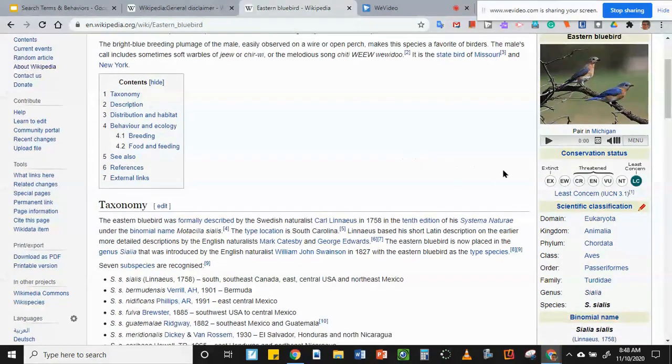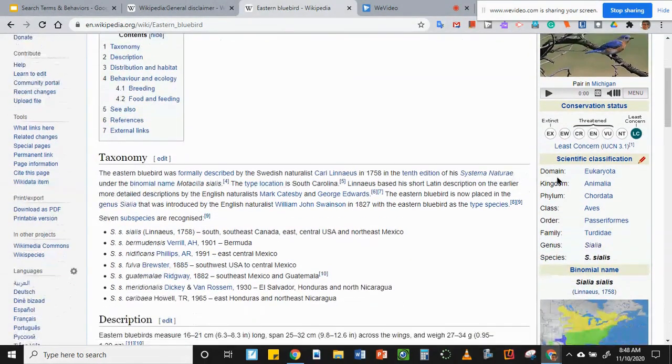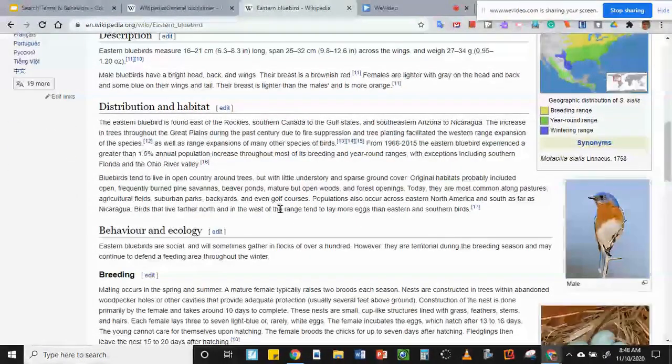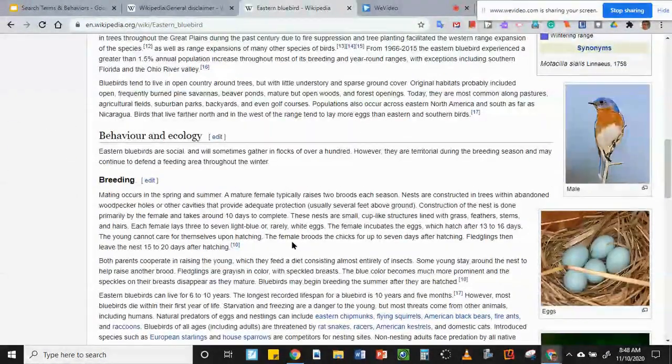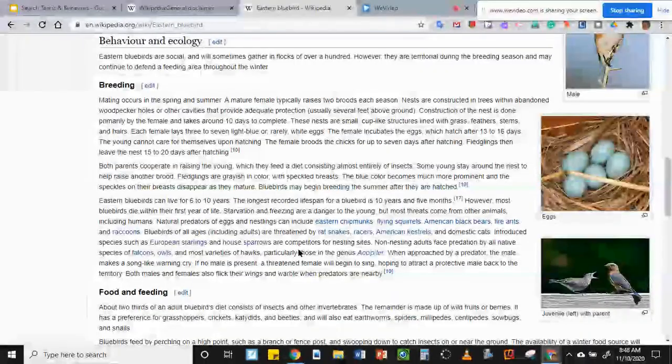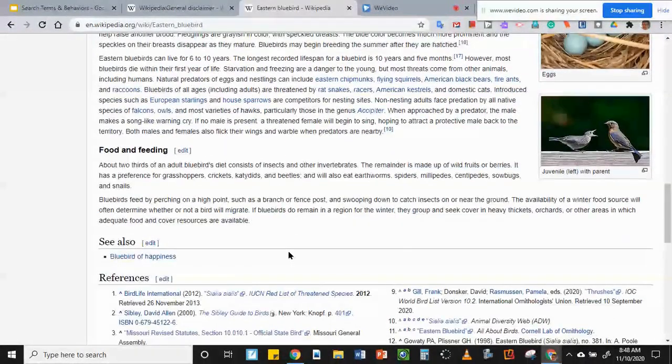And now I can look over here and see the scientific classification. It might be a little more specific for the eastern bluebird than it was just for the bluebird. Taxonomy, I can read through this and find more information. So I can read through each of these sections and I can find other search terms as I browse through them from the text of the article.